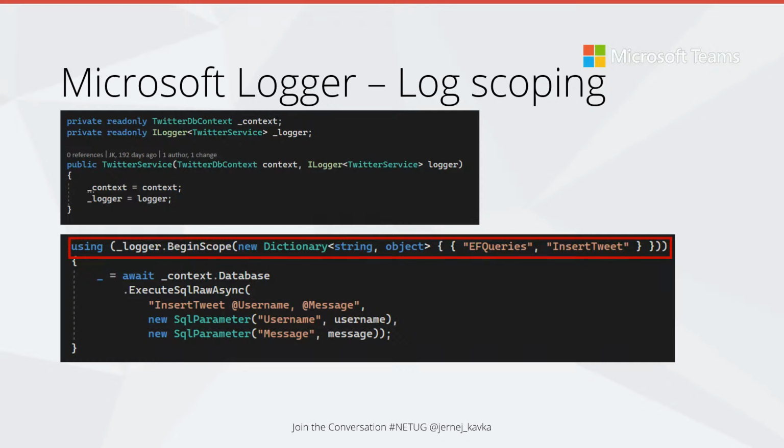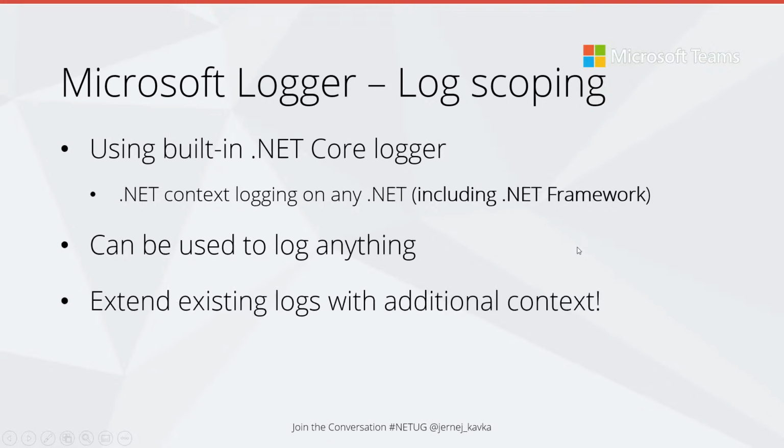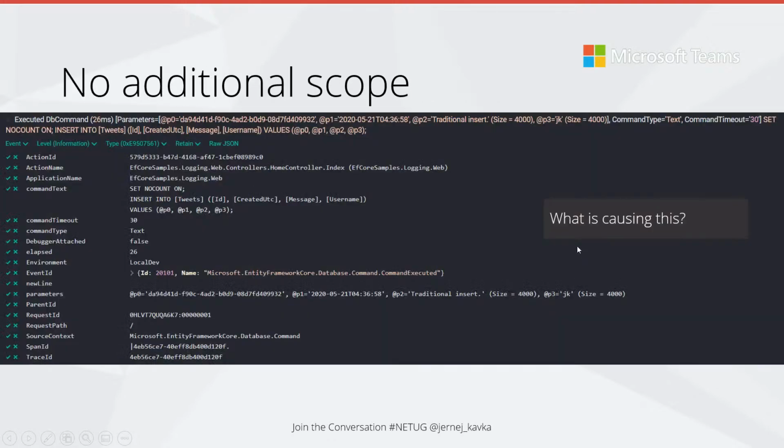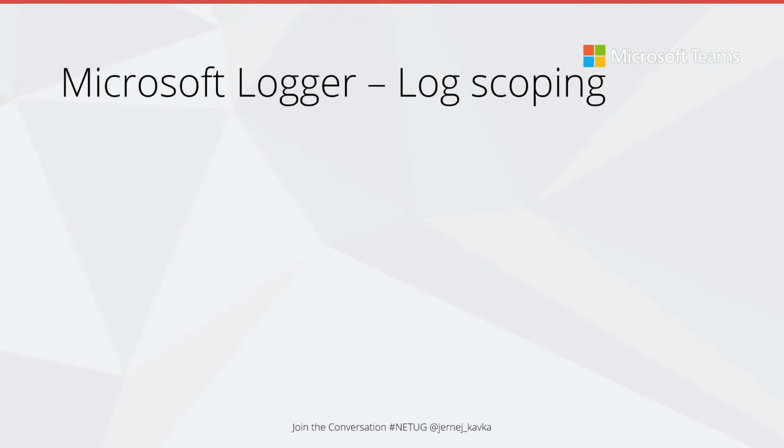What I mean by that is, note how we have here EF queries, and we have an additional value, insert tweet. If we check this into, I think I missed an image here. If we look at the log, you can see over here. Ooh, one image missed. I'll show you later then. I missed one slide.